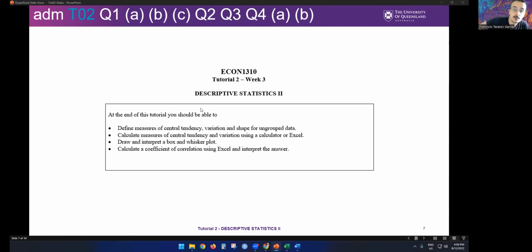Now in tutorial 2, our objective will be to define measures of central tendency. So we have the data all around, and what is in the center: the mean, which is also the average, the median, or the mode. These are the 3 we use. And also variation and shape of ungrouped data. Calculate measures of central tendency and variation using the calculator or Excel.